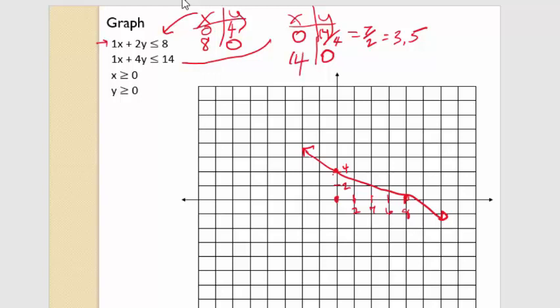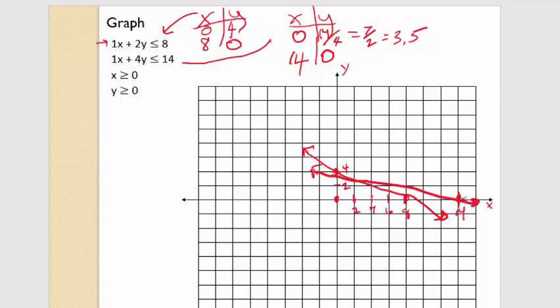Okay, so let's plot over 0, up 3.5 first. So here's 2, here's 3 right in the middle, and then I'll go up half, and that's 3.5 right there. Then over 14, up 0. Alright, so I'll connect those 2 points, and I'll try to get it as straight as possible. So for this first inequality, we'll test a point.